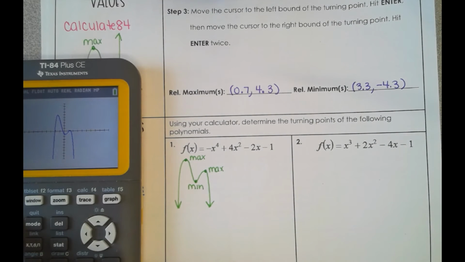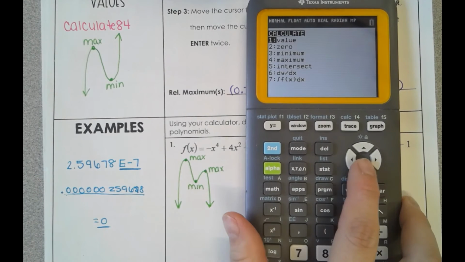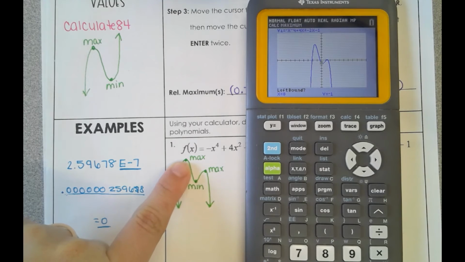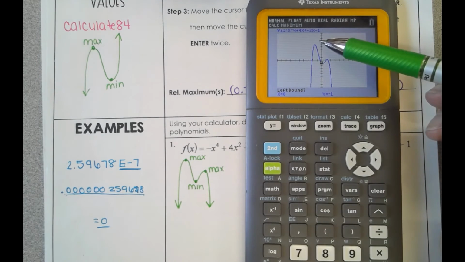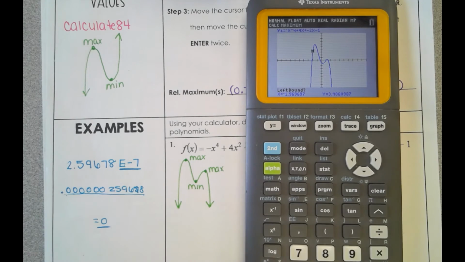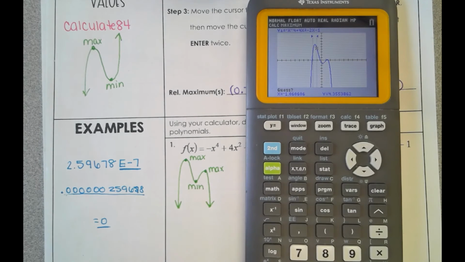All right, so let's go to second trace. Make sure you can see it. Go down. Let's get this max first. Number 4. And if we get this first max, I want to be a little bit to the left. So I'm going to go to the left just a little bit. It doesn't matter as long as you're just a little bit. It doesn't have to be a certain number of clicks. And then we're going to go to the right just a little bit. And then we hit enter again.